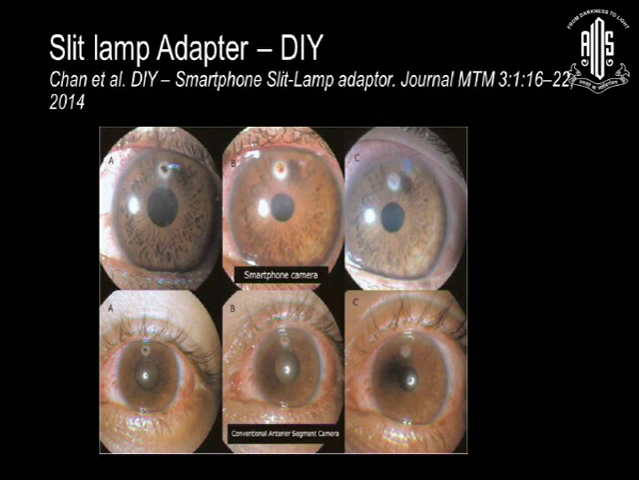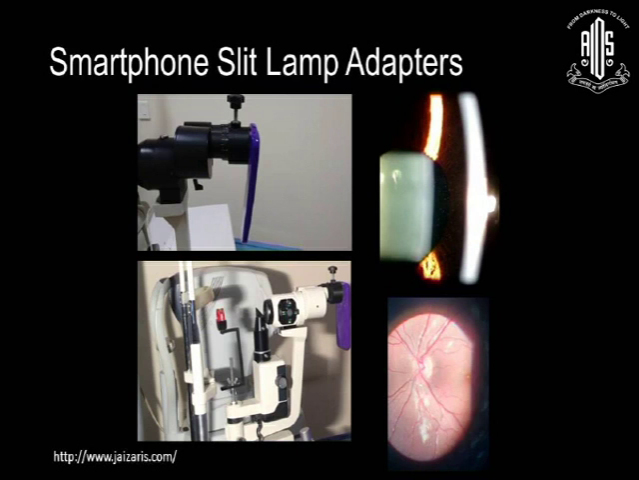So even the peripheral pictures in a cooperative patient with a good dilated eye and a myopic eye, you can reach up to the periphery with this technique. When you compare this technique with conventional anterior segment systems, it's almost comparable. And I am tempted to say that probably the smartphones are looking better in this photograph, which was published by Chan et al.